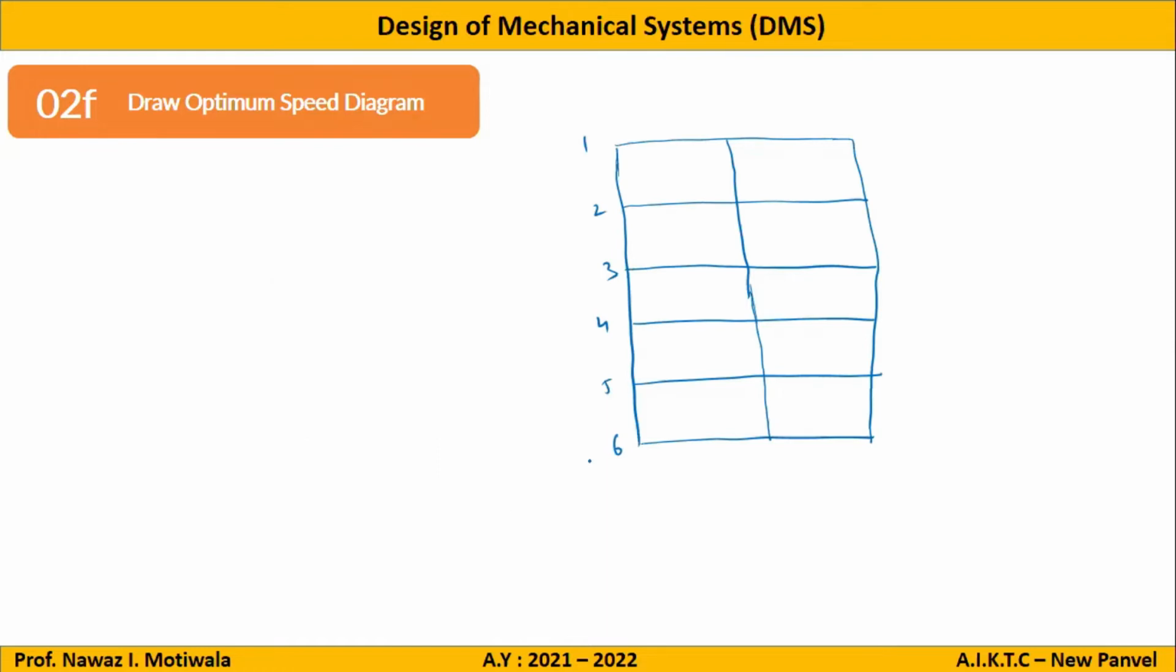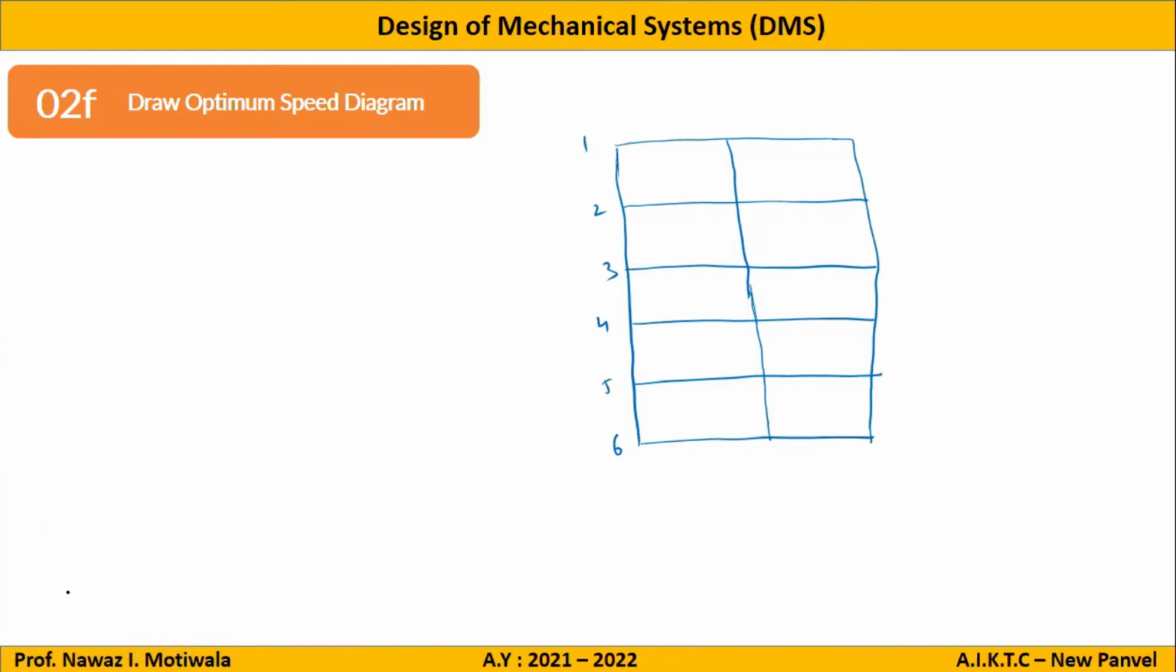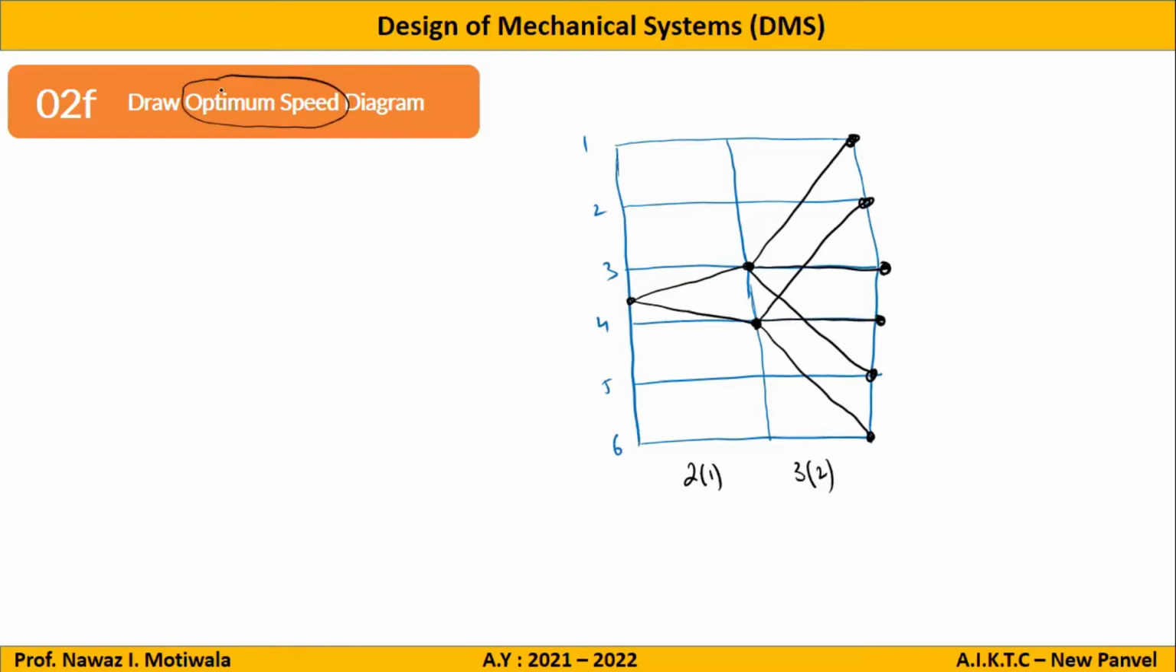So what was that optimum diagram which we have discussed? Can you tell me what was the structural formula for that? 2-1, 2-1, 3-2. For this stage it was 3-2 and here it was 2-1. So I have to make that structural diagram again because that was the optimum one. So what does step number 2F say? You have to draw the optimum speed diagram, and the optimum speed diagram will come from the optimum structural diagram. That's why I have used only the optimum structural diagram here.